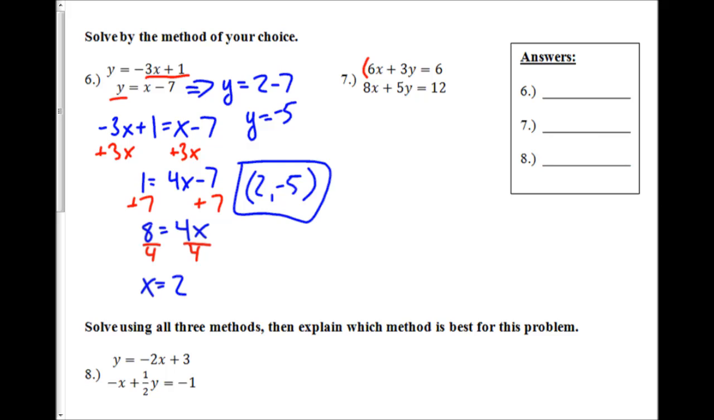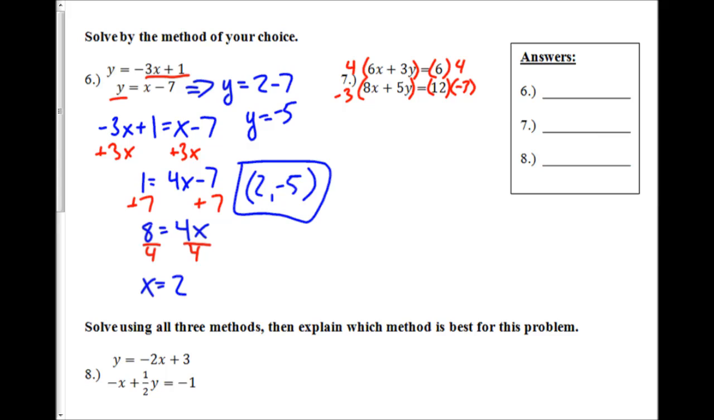So to eliminate x, I'm going to have to, essentially, really, it's like getting common denominators. Between a 6 and an 8, the common denominator is 24. So I'm going to multiply the first equation by 4, and I'm going to multiply the second equation by a negative 3. Because I want them to be the same, but I want them to be the opposite. Okay, I want a 24 in one and a negative 24 in the other.